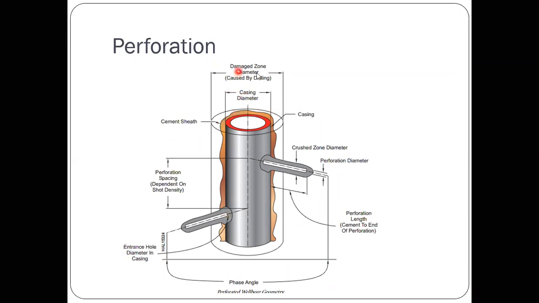One more important part is you can see that this is a damaged zone diameter. This is damage caused by drilling activities. So while you drill, you will have some damaged zone and you have to penetrate, means the depth of penetration or perforation length should be higher than the radius of this damaged zone. Means you should go beyond this point if you want to have higher production. So that's what it means.